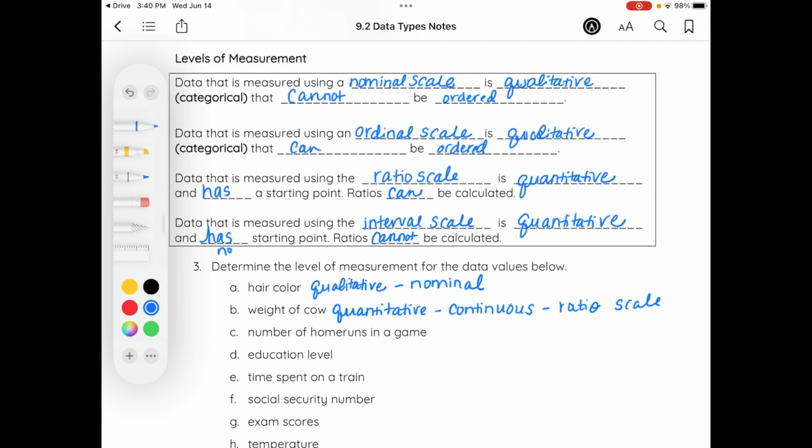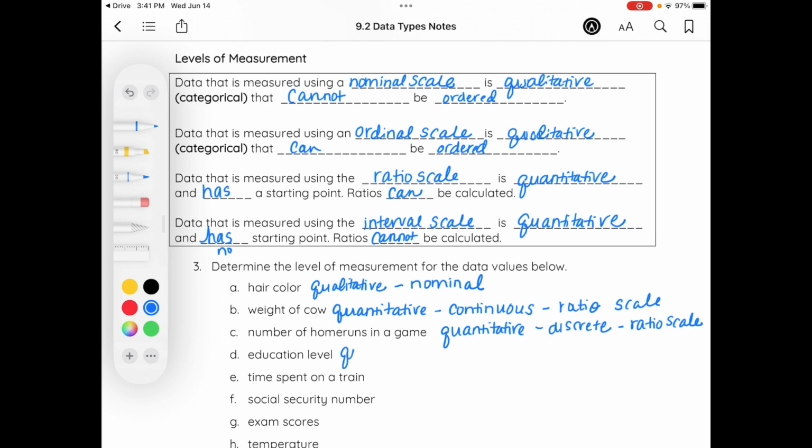The number of home runs, again, quantitative. We said it was discrete. Home runs also, you start at 0. We have a starting point, and you can compare using ratios. So we're going to say this is a ratio scale. Compare different teams with their home runs.